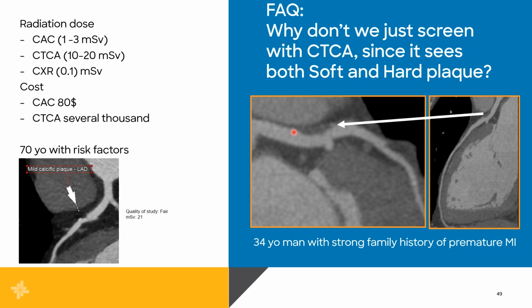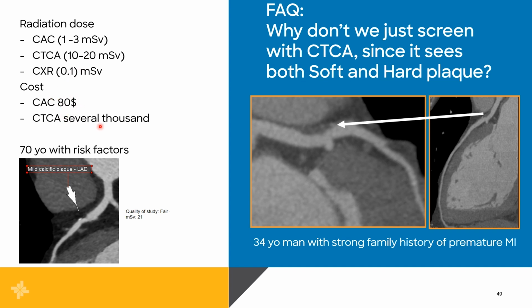But again, there's a good reason that we don't do CT coronaries in the majority of people. Number one is radiation dose. A calcium score, as we talked about, is a pretty low level of radiation, 1 to 3 millisieverts. CT coronaries can be, depending on your body habitus, very high. And you don't want to give somebody radiation that they don't need. The other thing is the cost, $80 versus several thousand.